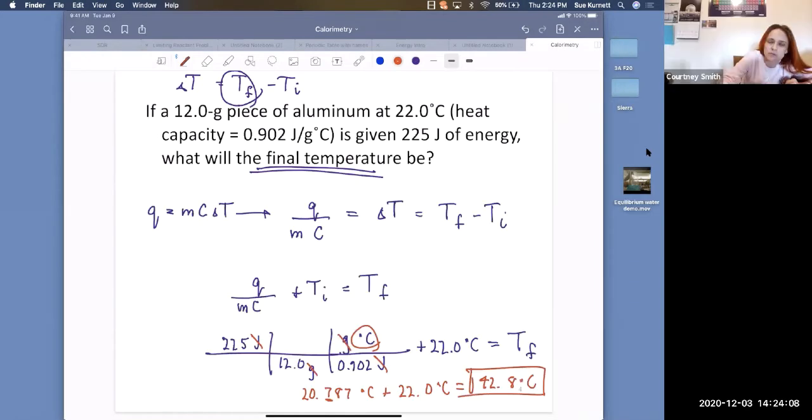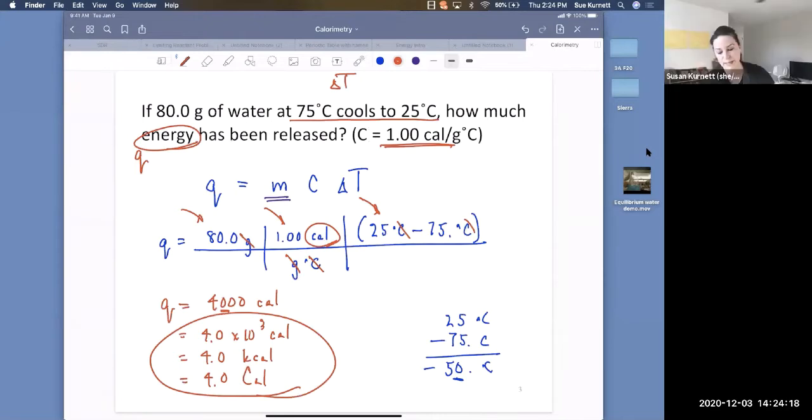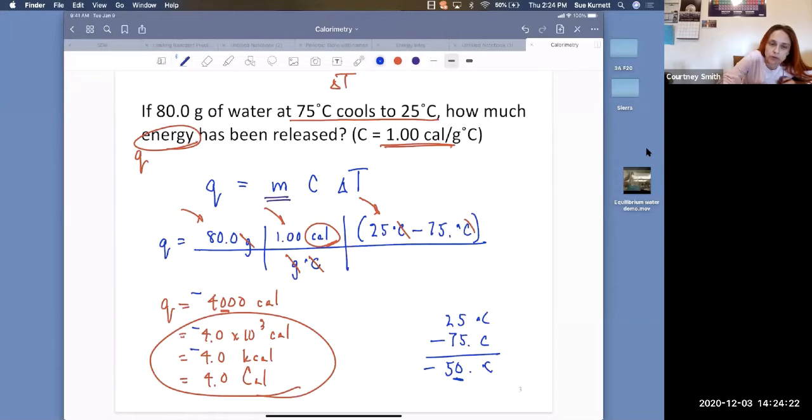I have a question on the previous one. Sure. Why, if the answer we get is negative, why is the answer not negative? Oh, it is negative. Thank you. Oh, thank you. Yes, okay.